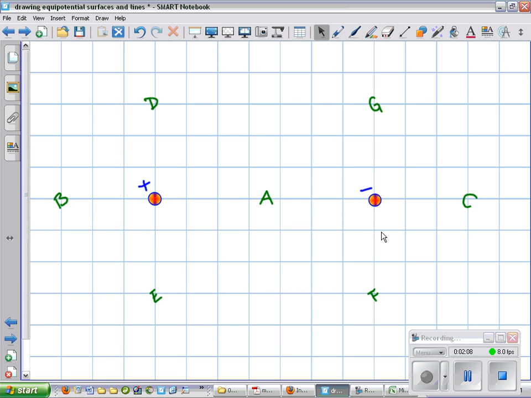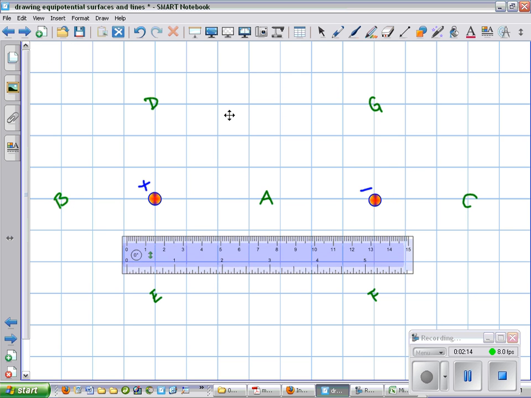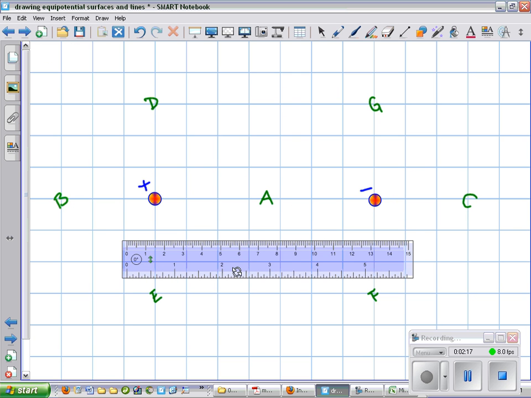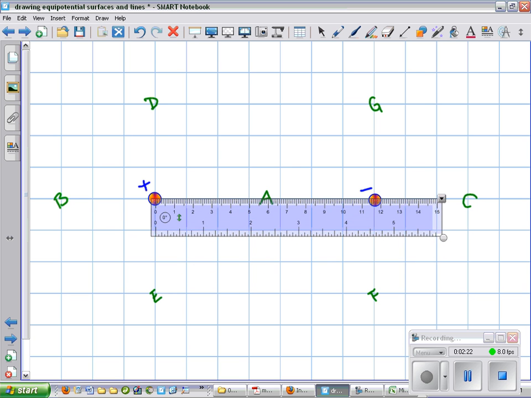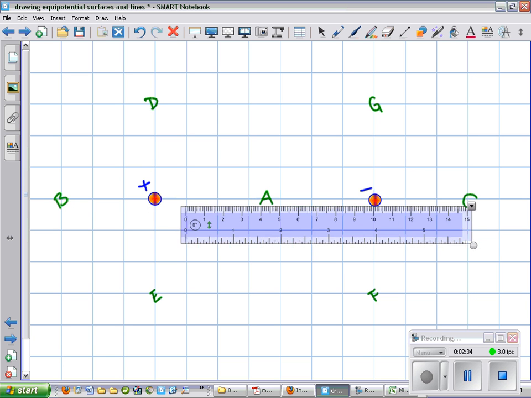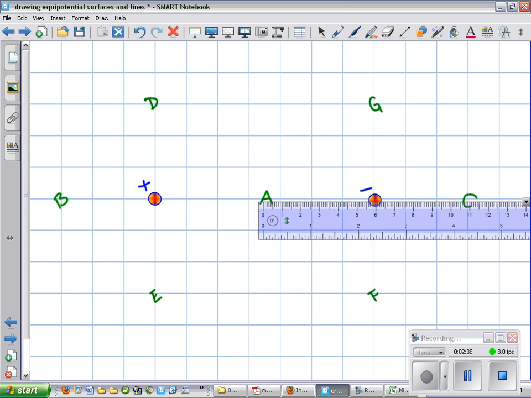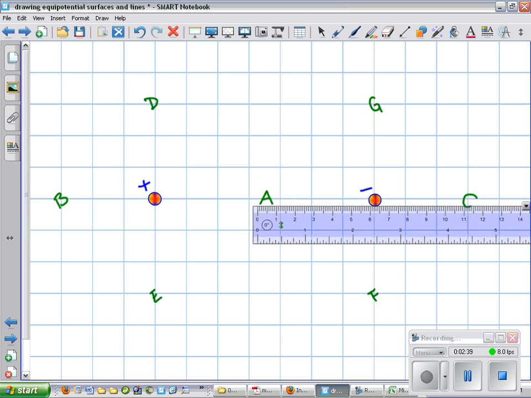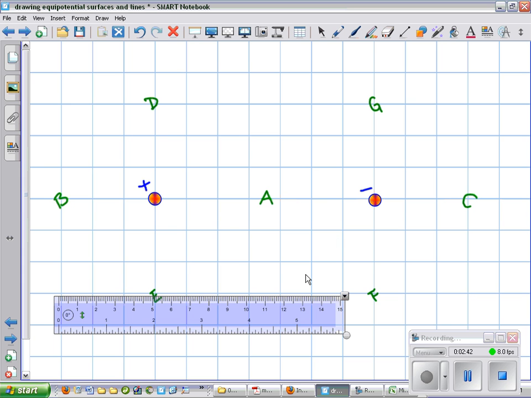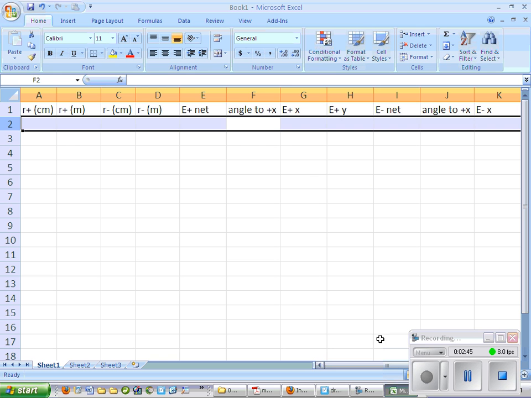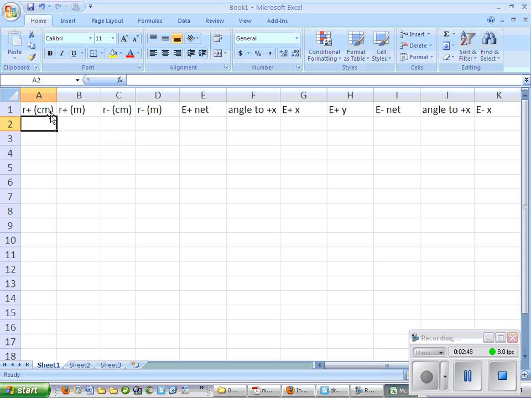So let me look at my first line. Let me get my ruler out again. Point A is right here in the center, so that's where I'm going to start. Point A is in the center, and it is 6 centimeters on my ruler. I'm looking at this 6 right here from the positive charge. And let's see where it is from the negative charge. It's about 6 centimeters from the negative charge as well. Okay, so let me go back to my spreadsheet, and let me put those numbers in the spreadsheet.